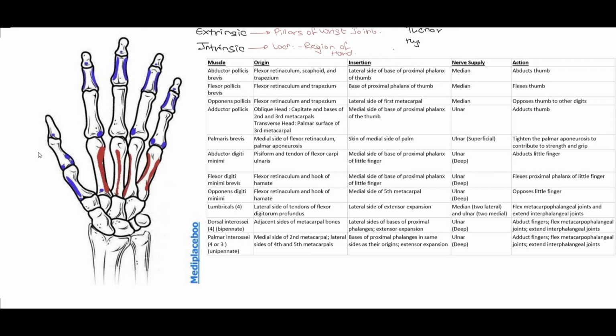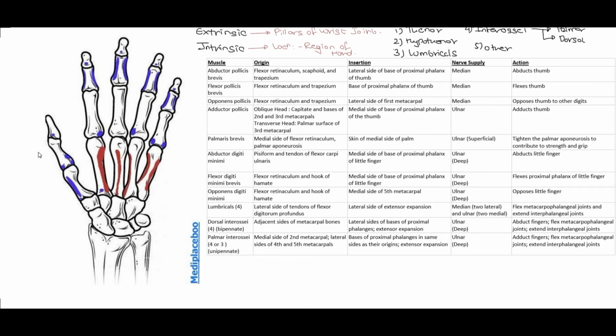Now we can classify the intrinsic muscles of the hand into 5 subgroups, which are the thenar group, the hypothenar group, the lumbricals, the interossei muscles, which can be further divided into the palmar interossei and the dorsal interossei, and the other palm muscles. So these are the 5 subcategories of the intrinsic muscles of the hand.